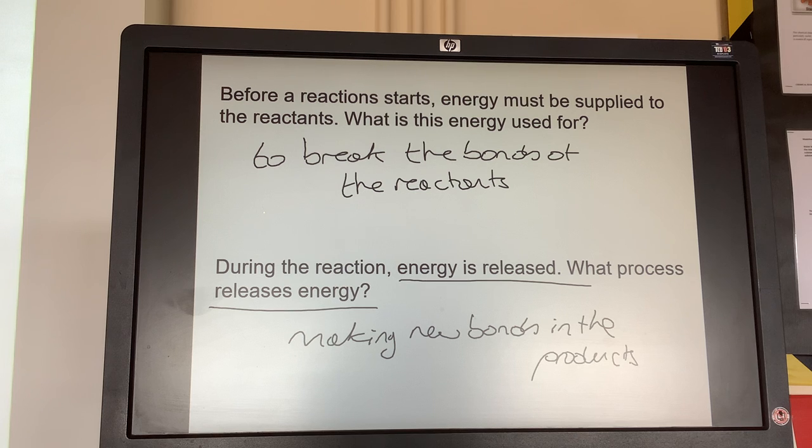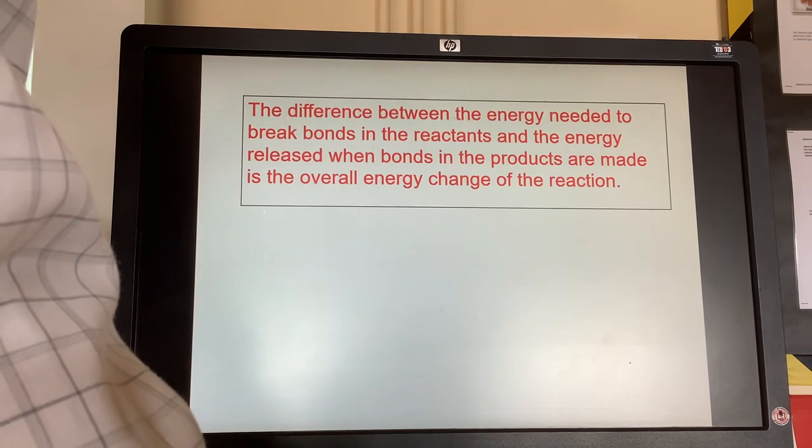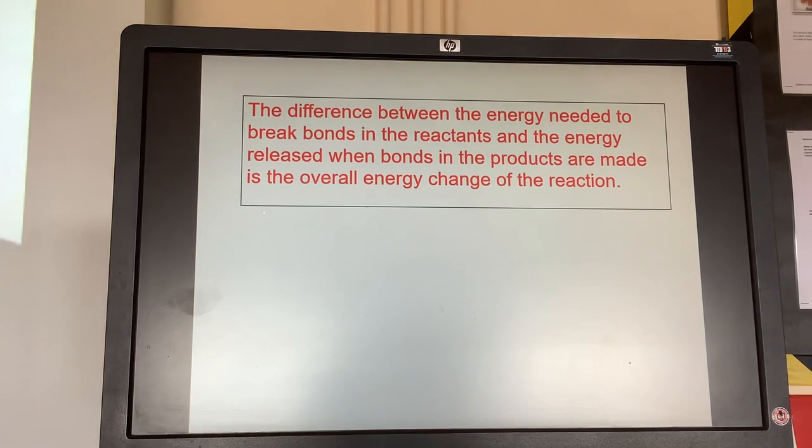So, to recap, for a reaction to happen, we have to break the bonds of the reactants, and that's going to need energy. Then new bonds are going to be made, and that is going to release energy. And the balance between using energy to break the bonds and releasing energy to make new bonds is going to decide whether the reaction overall is exothermic or endothermic.